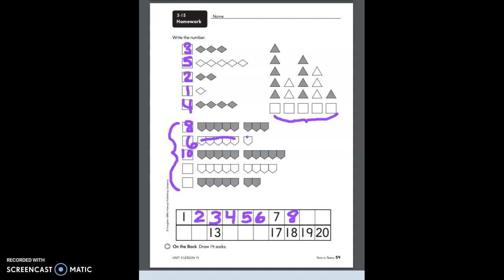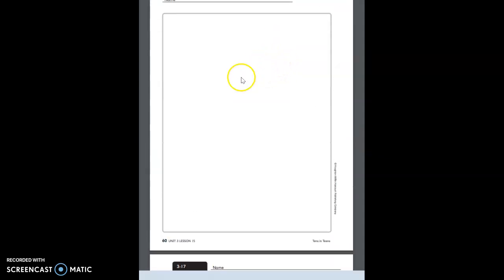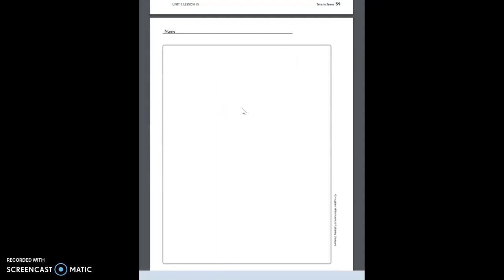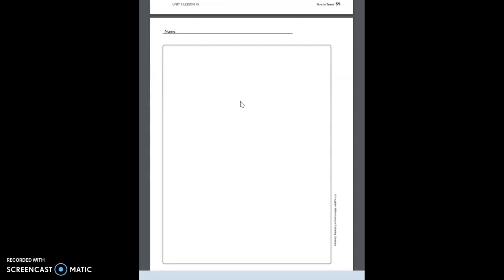All right, moving on to the next page then. Let's scroll, or you flip over to the next page, right? Flip, flip, flip, flip, flip. And on the back, you will have this page with the big triangle, or not triangle, but rectangle. And on the back it says draw 14 socks. So you have to count 1 to 14 in drawing socks. So this might look like a stocking, right?